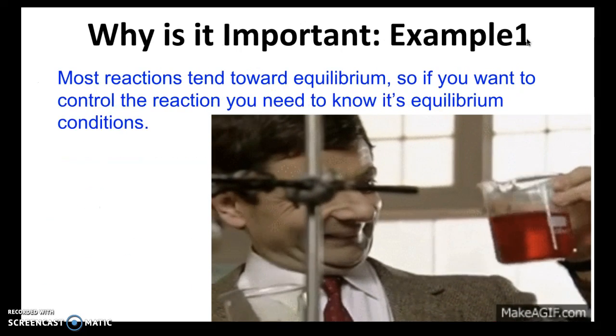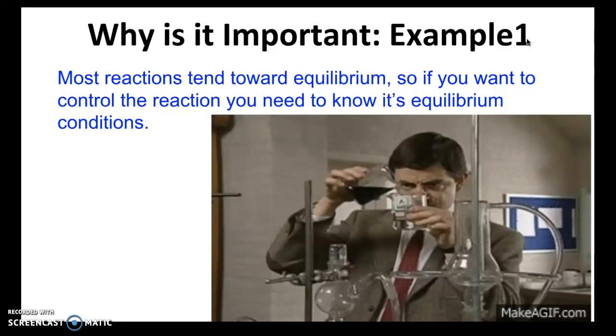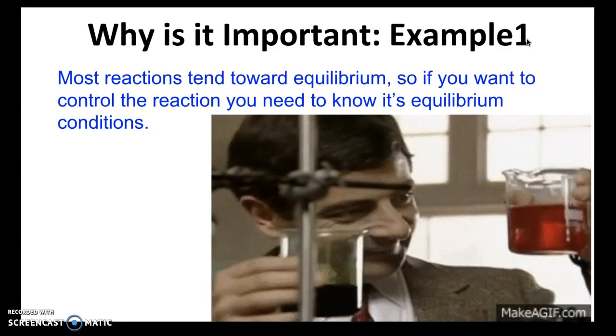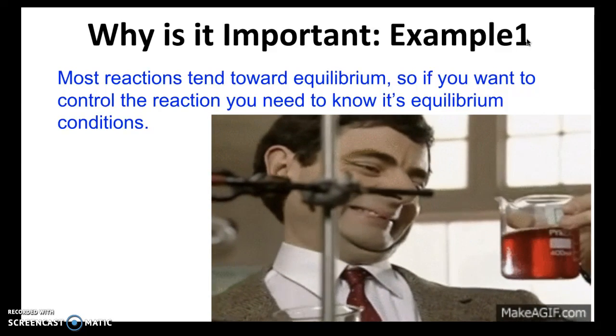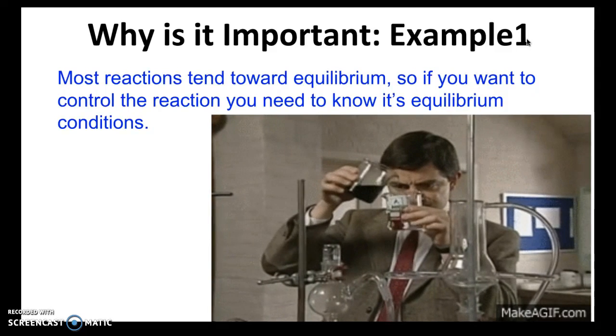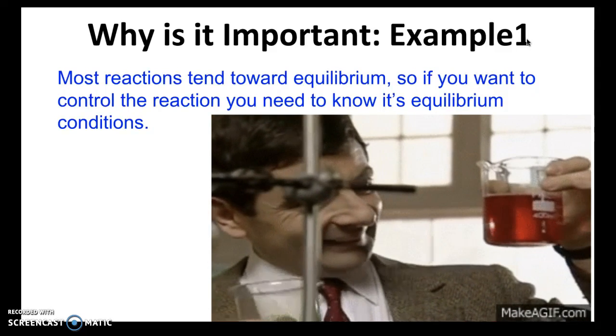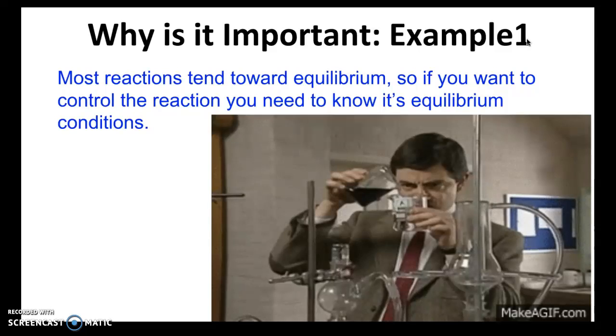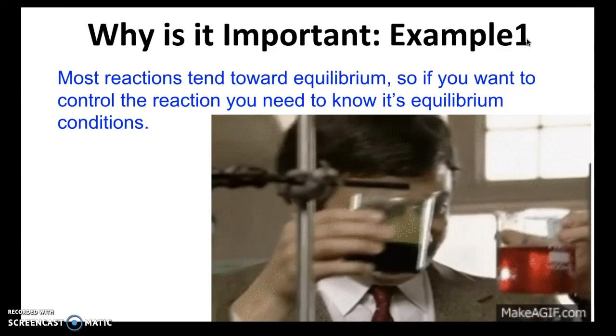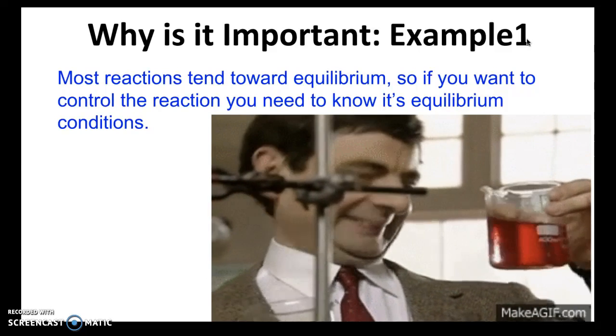Okay, so we're talking about equilibrium. Why is it important to learn this? You may recall from thermodynamics that most reactions tend toward equilibrium. So if you wanted to control a reaction, you want to know what its equilibrium conditions are. Like, what are the best conditions to get it to go to equilibrium?